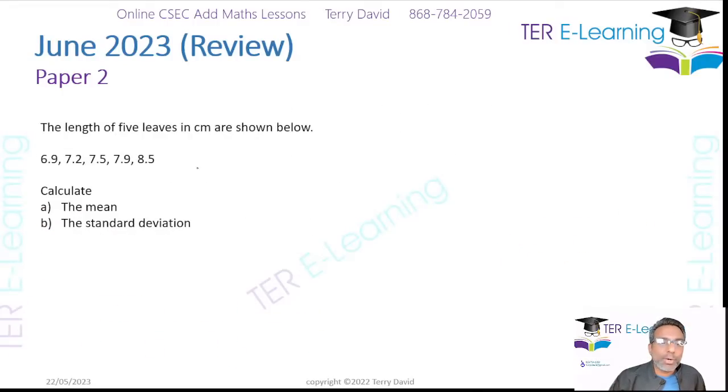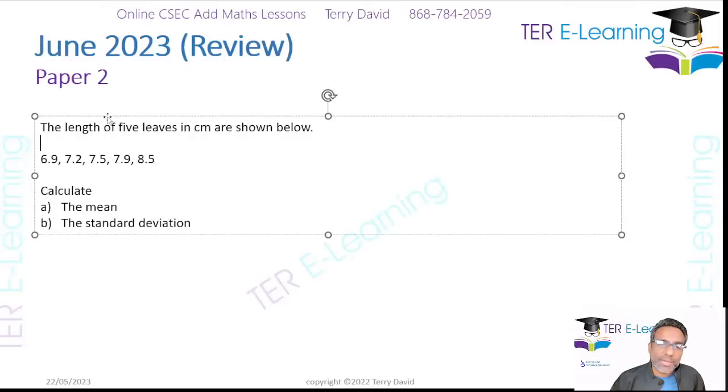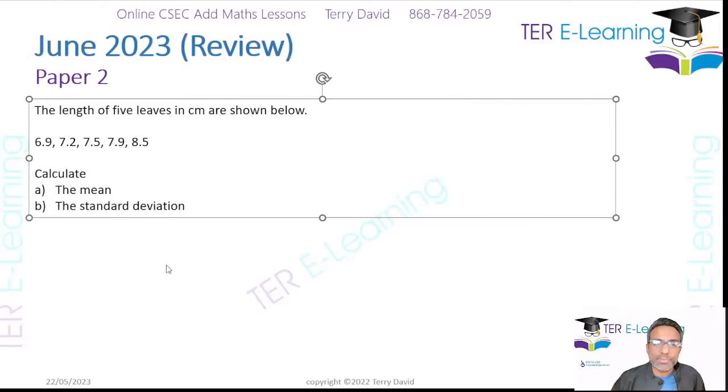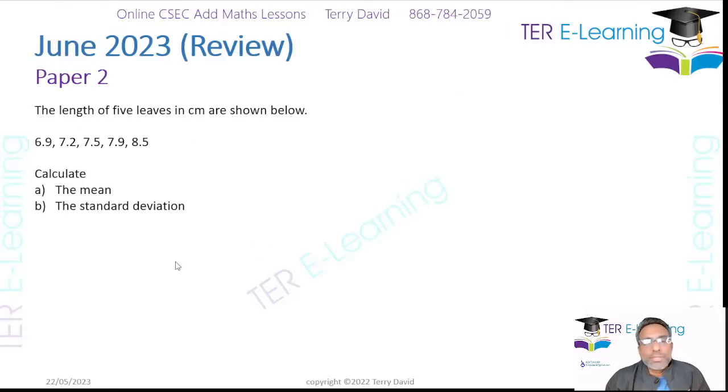Now, they haven't brought a question like this in a while, so I have one here just in case it shows up tomorrow. So I have the length of 5 leaves in centimeters as shown below. We want to calculate the mean and we want to calculate the standard deviation, right?